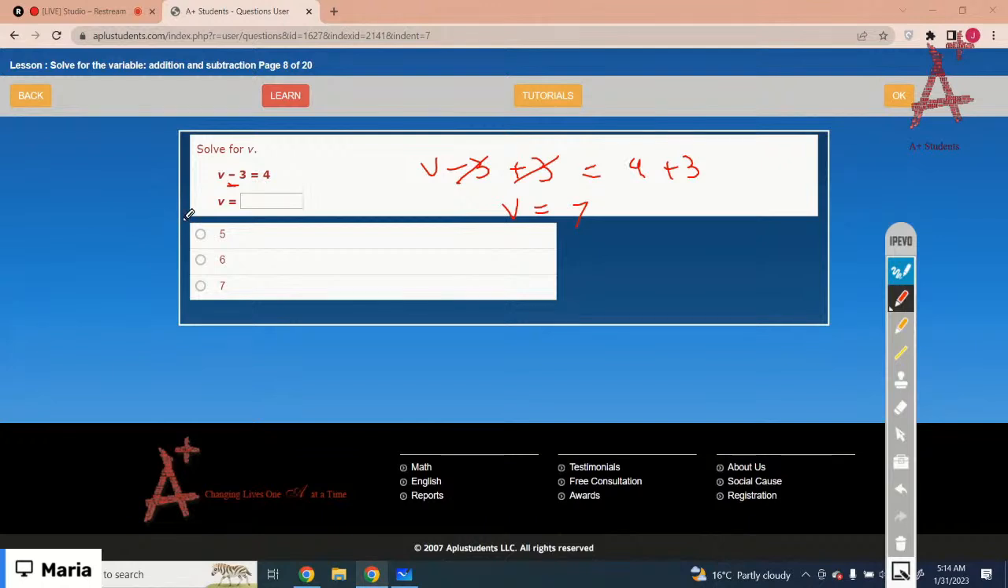Opposite to addition is subtraction, and opposite to subtraction is addition, vice versa. So you have to remove that negative 3. So you added 3 both sides, because opposite to subtraction is addition. So 3 minus 3 is 0. At this side you are left with just v only. And at this side you have 4 plus 3 equals 7. Got it, everyone? So the correct option is 7.